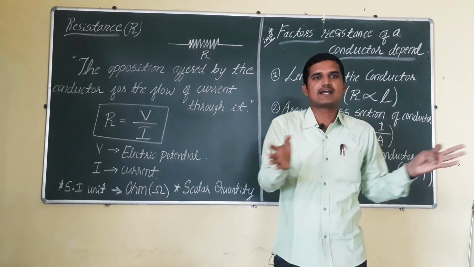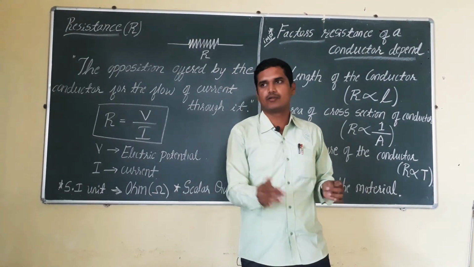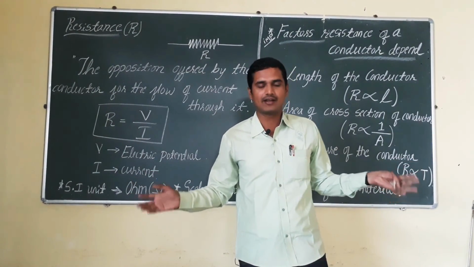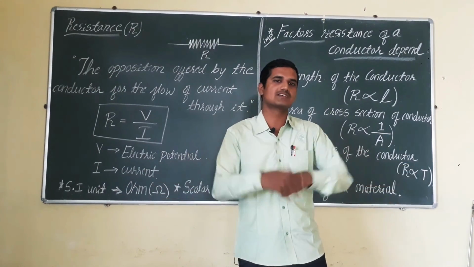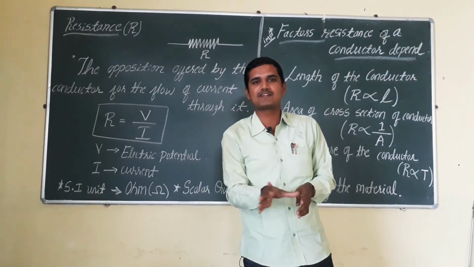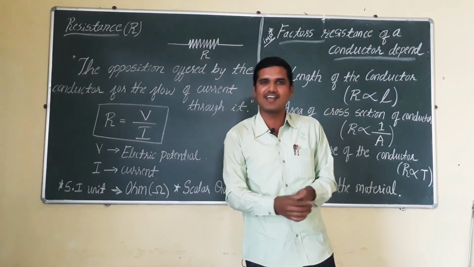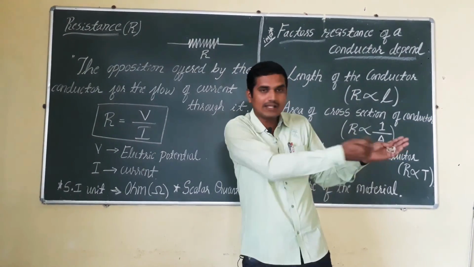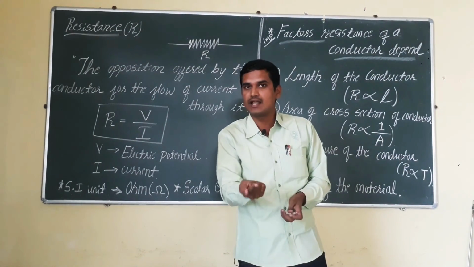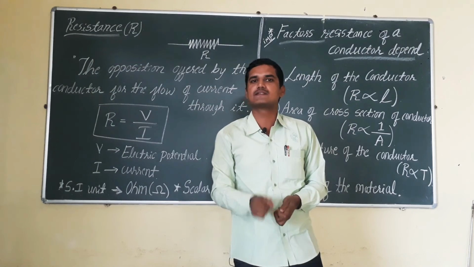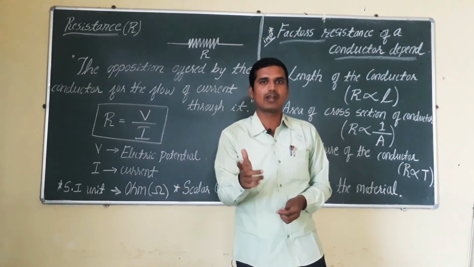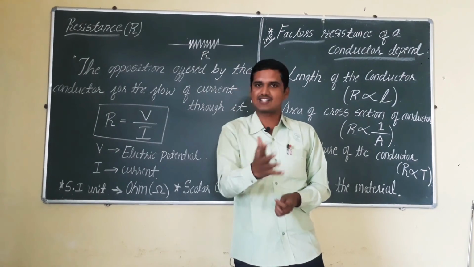Imagine you and your friends are standing for a running competition, 10 members are there. At that time, all will not come first. Only a single person who has more stamina will come first. Like this, all the conducting materials do not have the same amount of resistance. A material like silver has very little resistance, and materials like tungsten, nichrome and other alloys have a very large amount of resistance.